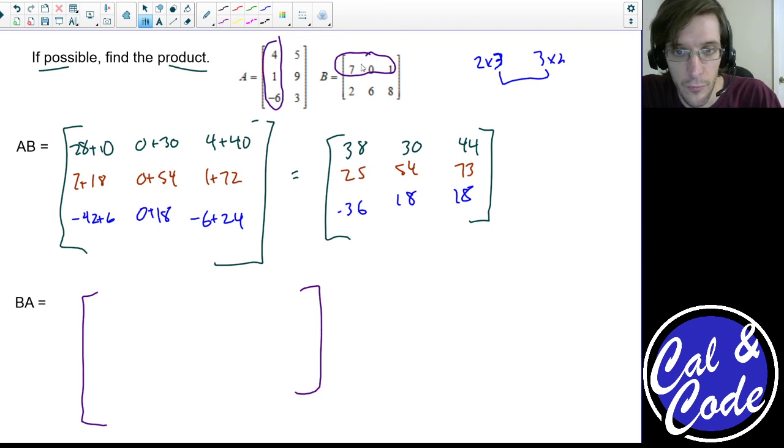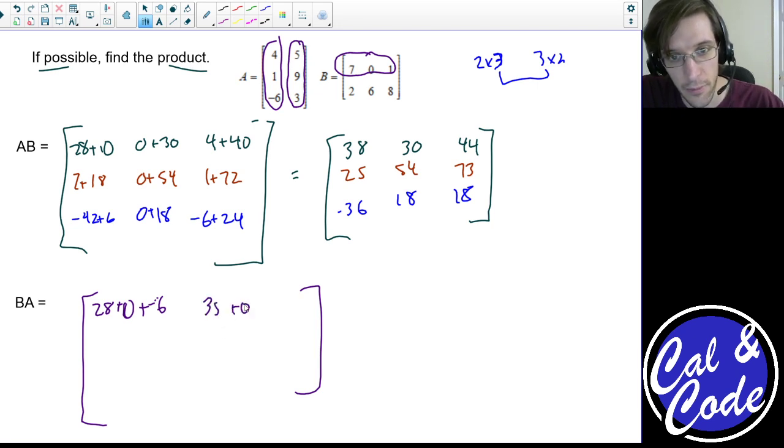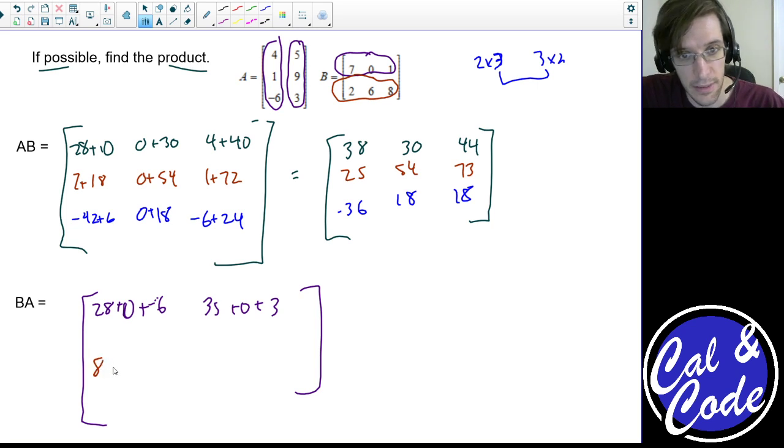So 7 times 4, 28, 0 times 1, and 1 times negative 6. Now I want to take that first row and multiply by the second column in A. 7 times 5, 35, 0, and 3. Now we're going to go down to the second row and multiply it by all the columns in A. 2 times 4 is 8. 6 times 1 is 6. And 8 times negative 6 is negative 48.